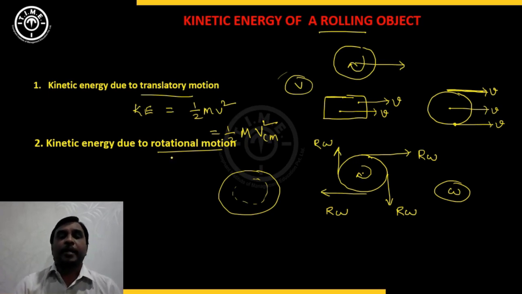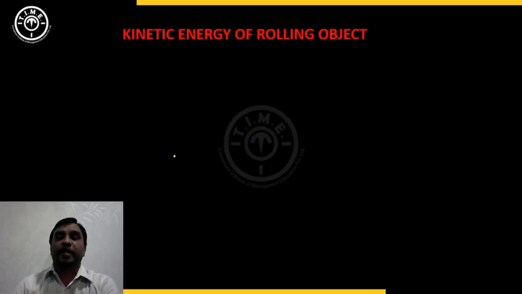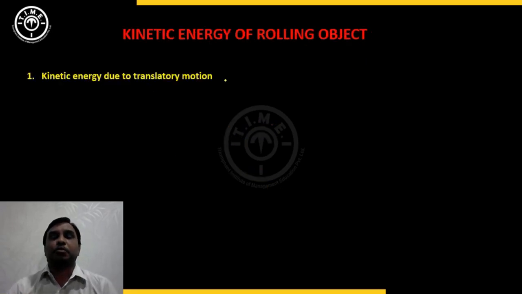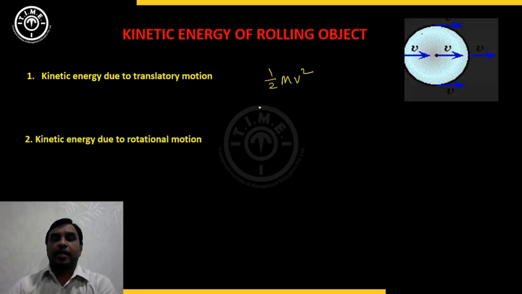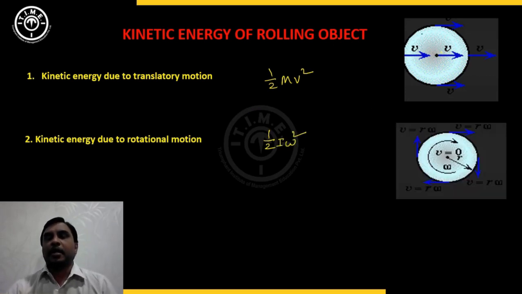Now when you talk about the kinetic energy of a rolling object, it is the sum of the kinetic energy due to translatory motion and the kinetic energy due to rotatory motion. What is the kinetic energy due to translatory motion? Half mv square. What is the kinetic energy due to rotatory motion? Half I omega square. See in this picture, we have taken four different particles, but they will have the same velocity magnitude-wise, though the direction differs.